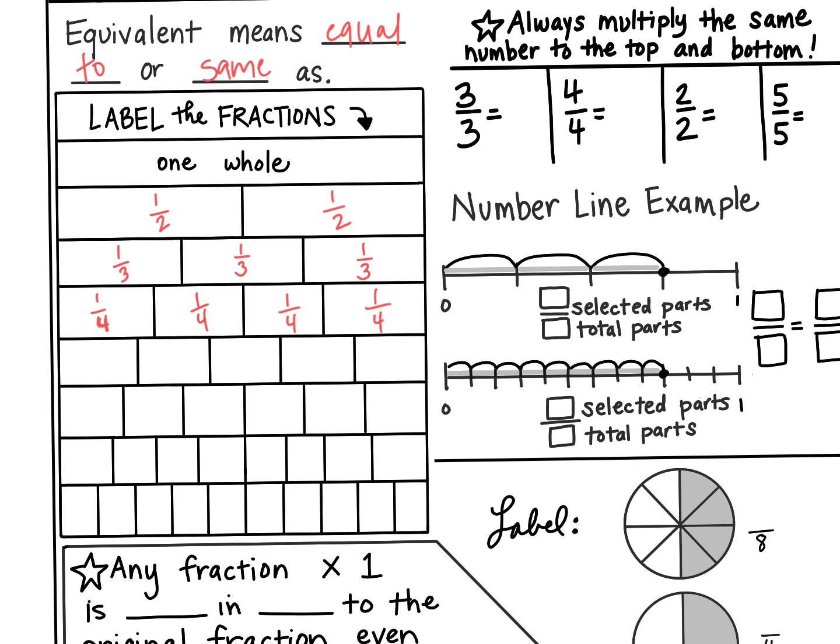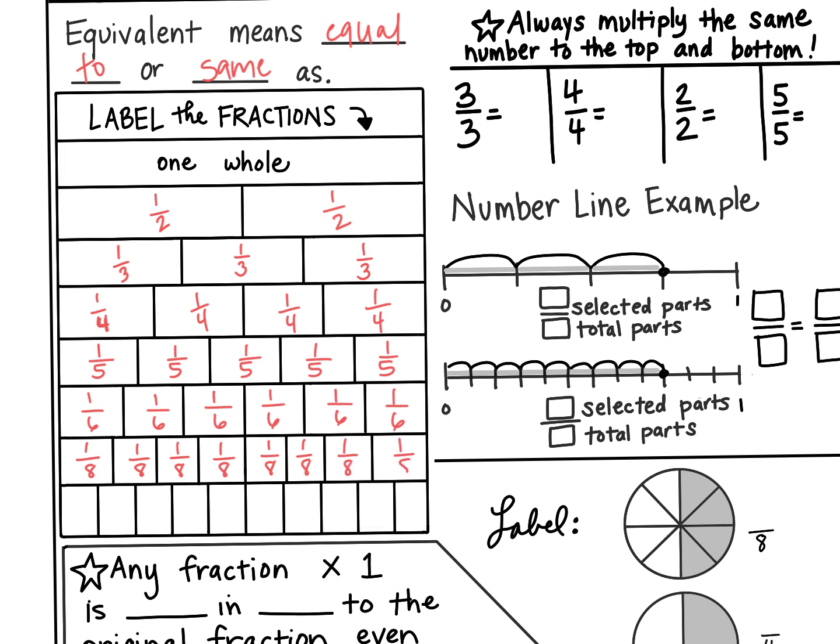The next one is broken up into fifths. 5/5 is equal to 1 whole. The next one is broken up into how many parts? 6. 3/6 is equal to 1/2. And 6/6 is equal to 1 whole. The next one's broken up into 8 pieces. I'm going to show you the equivalent fractions.